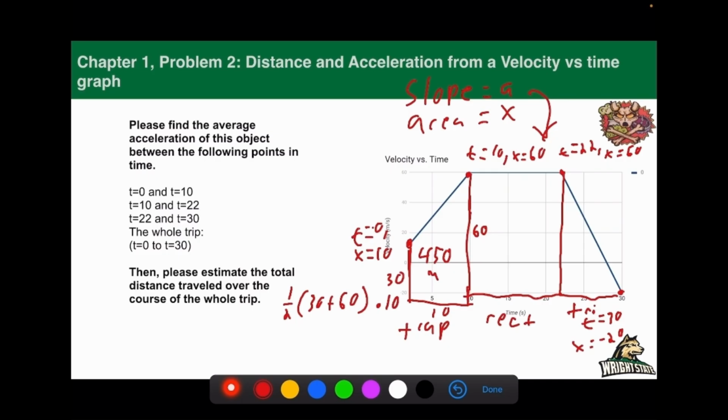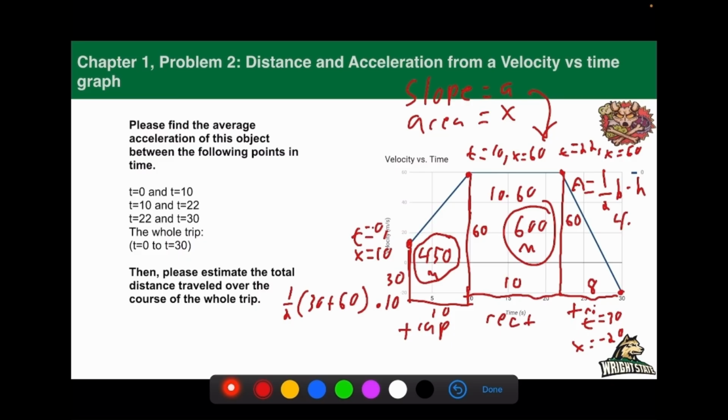Then this part's a rectangle. I go from 10 to 20. This is an area of 10. Rectangle's area is just length times width. That's going to be 10 times 60 is 600 meters. Then this last part's a triangle. This side has a measurement of 60. This side's between 22 and 30. That's 8. 1/2 base times height is the area of a triangle. So that's going to be 1/2. Your base is 8. That's 4 times 60. 4 times 60 is 240.